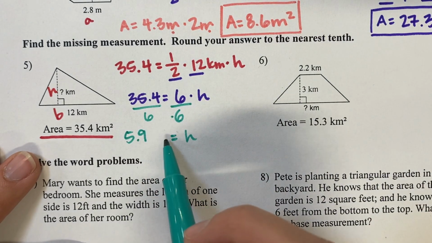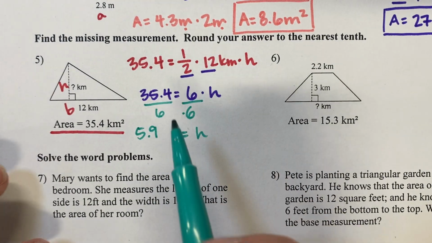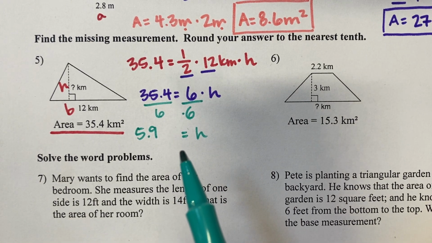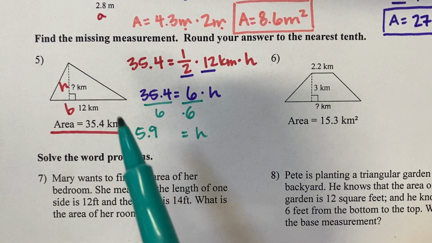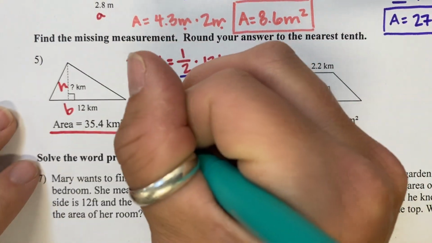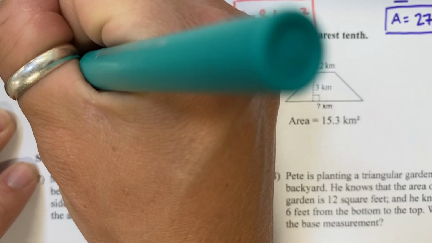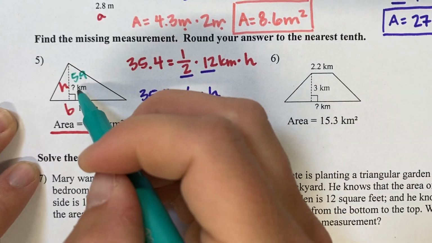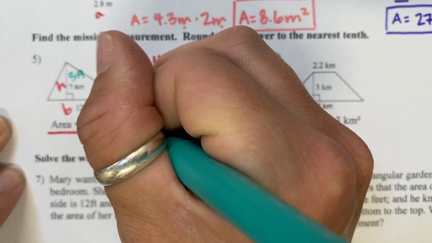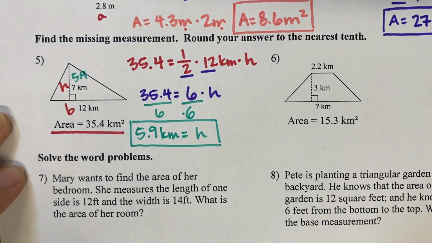5.9. 5.9 what? Remember, now we need to put our units on it because we need to specify. 5.9 what? It's not kilometers squared because it's not our area. It's simply kilometers because we know that the height is 5.9 kilometers high. So we found our height, our missing measurement.